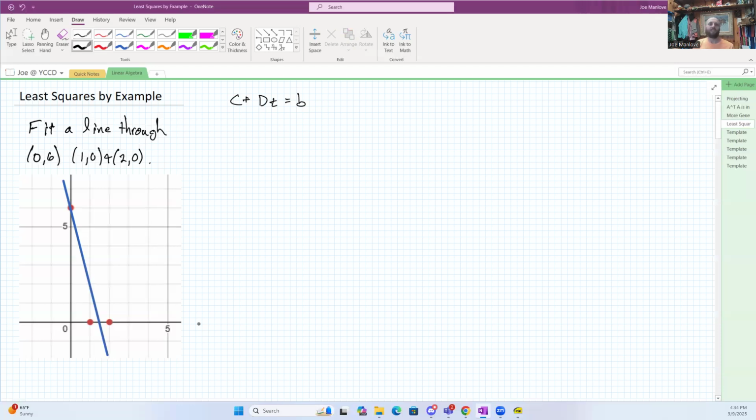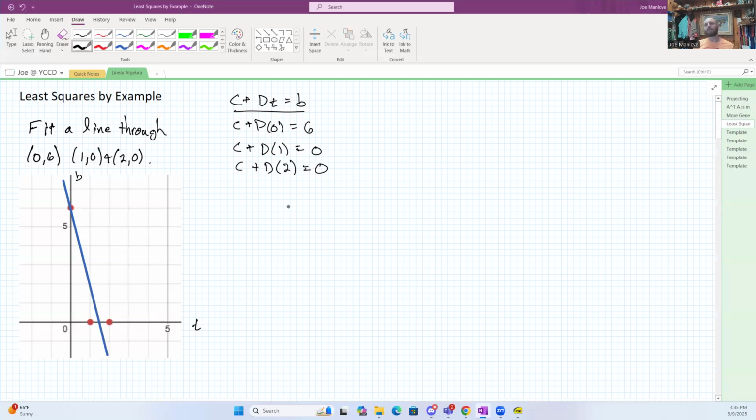So what I'm thinking about with these points is this is the t-axis and the b-axis, right? Really, they're the x and y-axis. I'm just thinking of this relationship as between t's and b's, right? So I'm going to go ahead and think about my 3 points in those terms. So I'm going to have c plus d times 0 is going to be 6. I'm going to have c plus d times 1 is 0. And c plus d times 2 is also equal to 0.